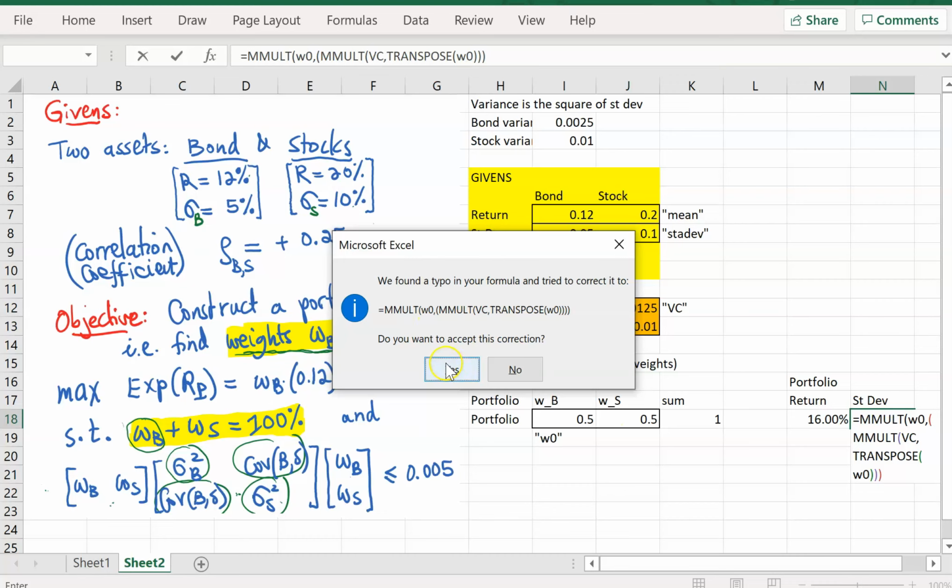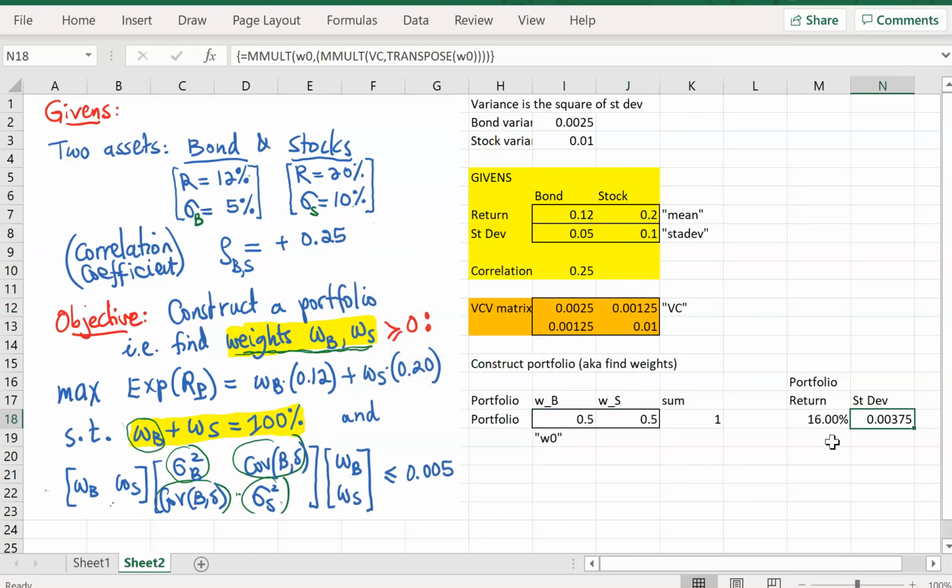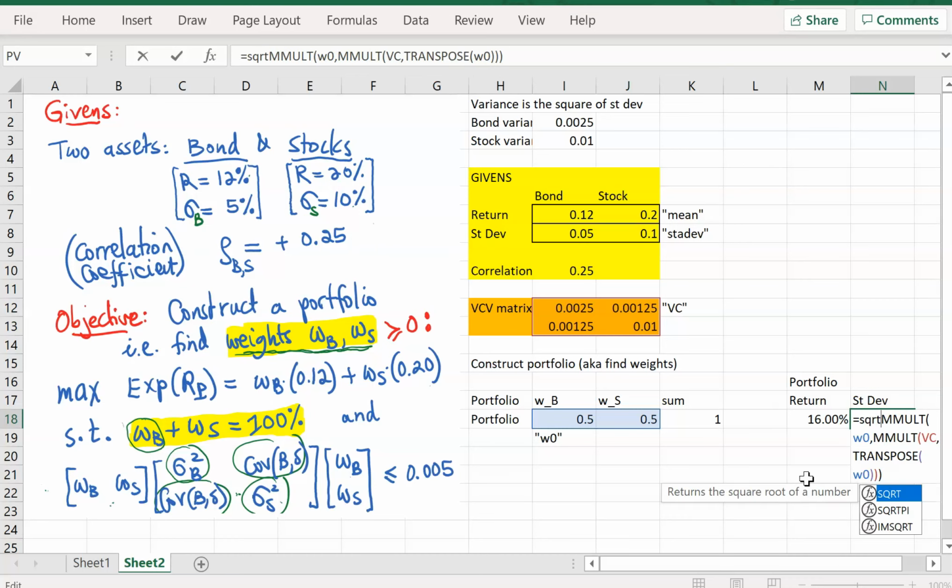Is my calculation so far correct? I want to believe so. No, it's not correct. I forgot to take the square root of the whole thing, because this is just the variance. Let me go back. First, let me get rid of that extra parenthesis, which was redundant, and that one is also redundant. Secondly, I want to add the square root expression and take the square root of everything.